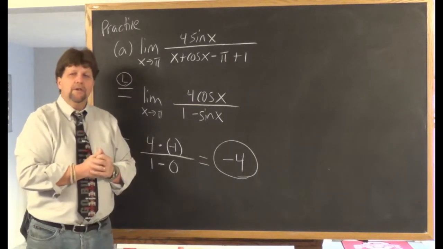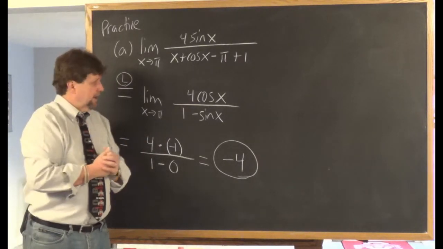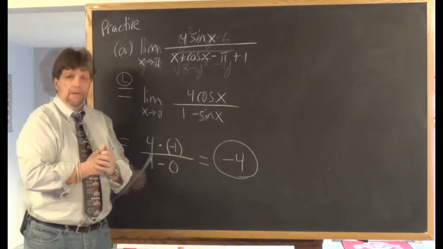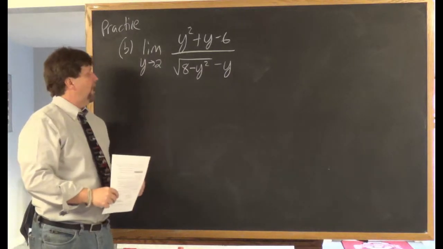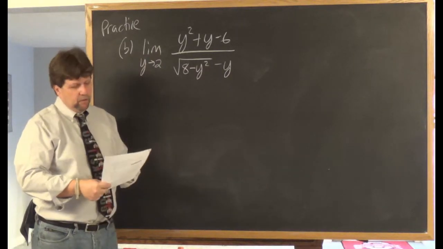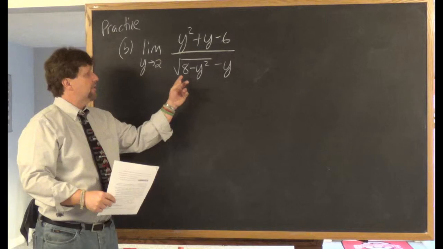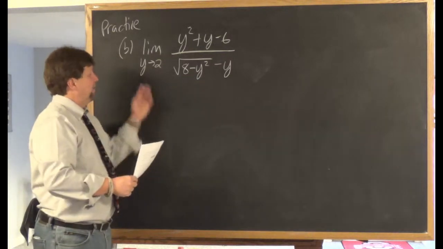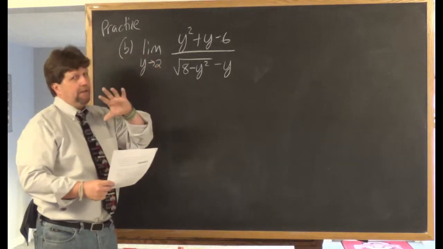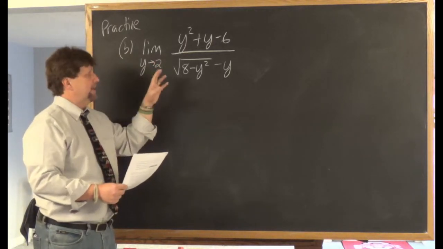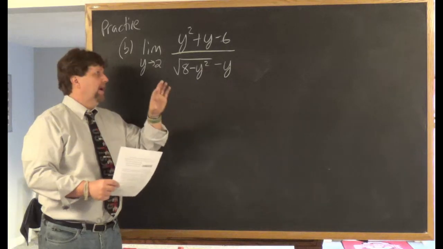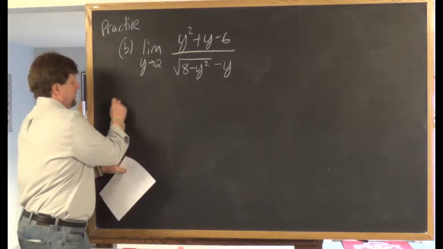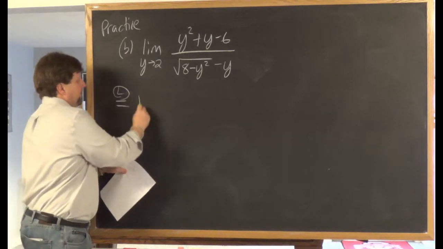I'm going to have to erase this to do part B, so bear with me while I erase the board. Okay, part B, I asked you to find the limit as y approaches 2 of y squared plus y minus 6, all of that over the square root of 8 minus y squared minus y. So we put 2 in for the y's. That should be the first thing you do, to see what form you have. We get the form 0 over 0, so it's a candidate. Let's crank it through L'Hopital's rule.